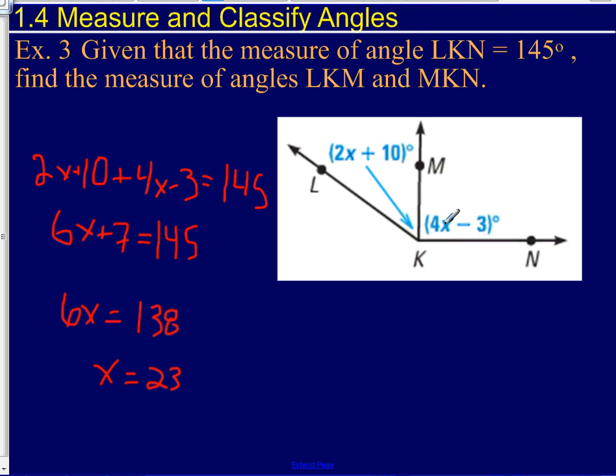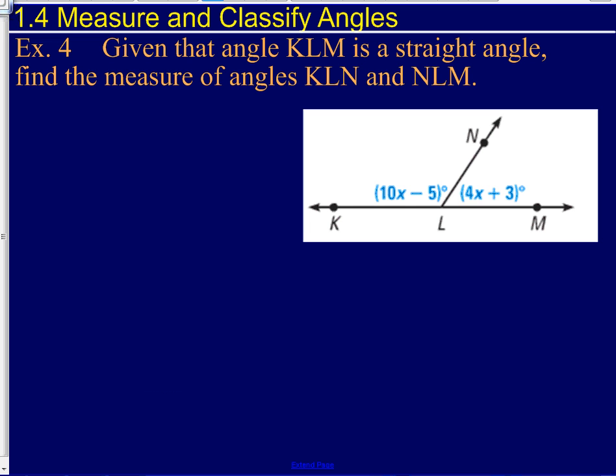Pause me, figure it out. Plug 23 in for 2x plus 10 and find the measurement of angle LKM, and do the same thing with MKN, plugging into 4x minus 3. Okay? All right, I'm just going to put a couple more. This is another example of how to use that angle addition postulate. So if you want to, you can give it a try in your notes.